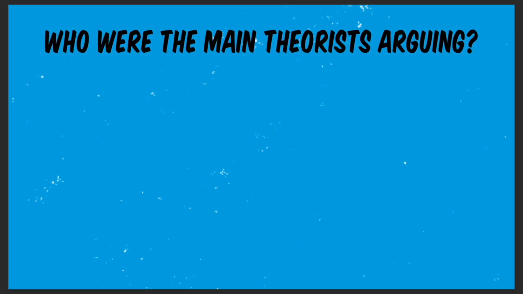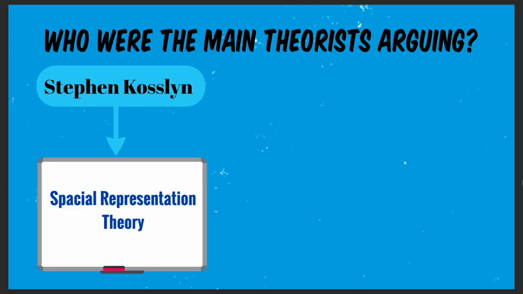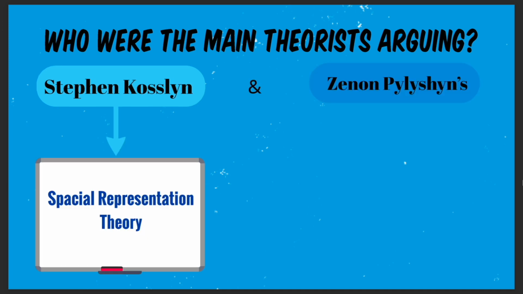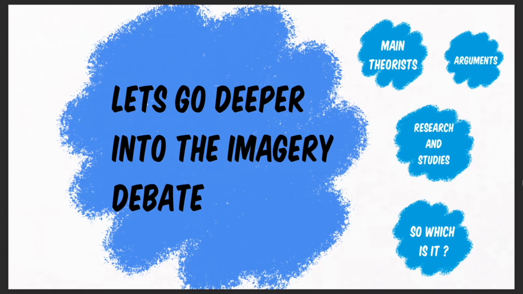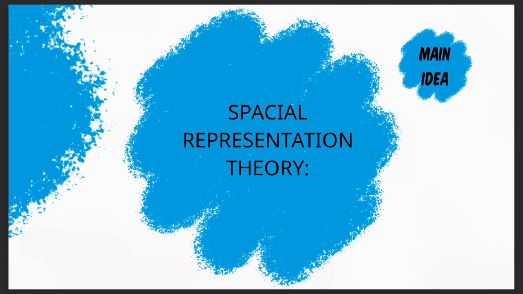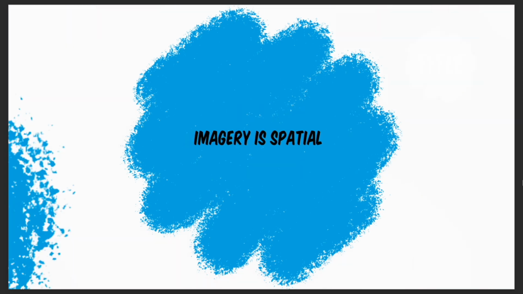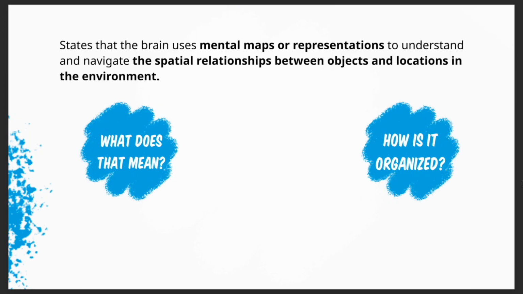The main theorists arguing were Stephen Kosslyn for the spatial representation theory and Zenon Pylyshyn, sorry if I'm incorrectly pronouncing that, and his argument was the propositional representation theory. So what were they arguing? The spatial representation theory's main idea is imagery is spatial. It states that the brain uses mental maps or representations to understand and navigate the spatial relationships between objects and locations in the environment. So what does that mean?